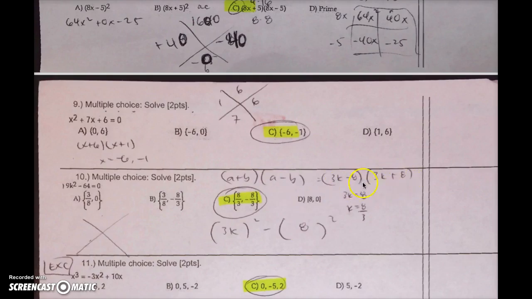Then essentially you're going to do the zero product rule, meaning setting both of those equal to 0. And when you solve, you'll get one positive 8/3, one negative 8/3.